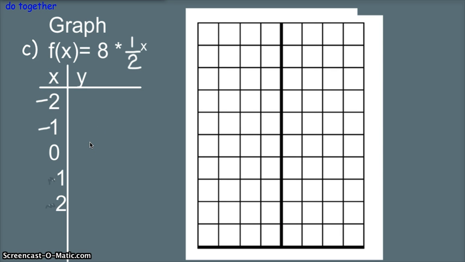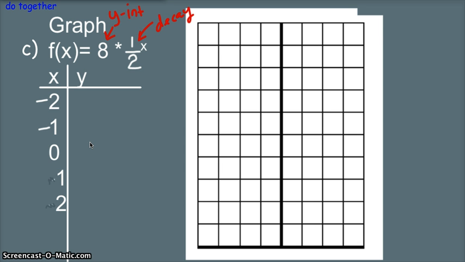In example C, we have the function f of x equals 8 times 1/2 to the x power. I know that my initial amount is going to be 8. It's going to also be my y-intercept. And I can tell because the b value is between 0 and 1 that this will show decay.